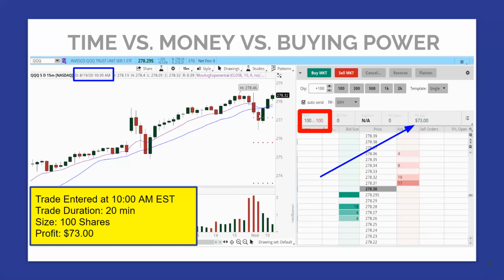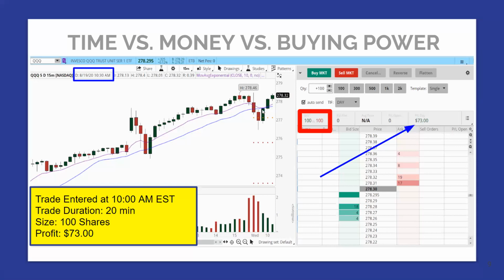So basically, I'm going to share with you an example by using approximately the same buying power in the futures market and in the stock market. This is a chart of the Qs. You can see it right here. The trade duration was 20 minutes. The trade was initiated at 10 o'clock. 10 o'clock is one of the very important times in the futures market. And we waited for a pullback. We waited for a rotation.